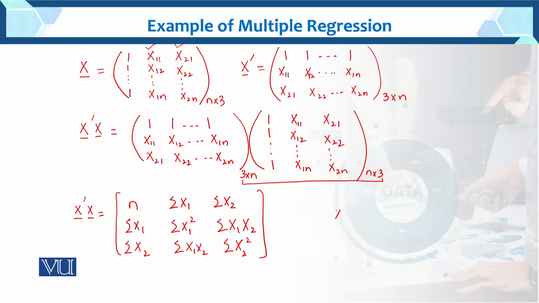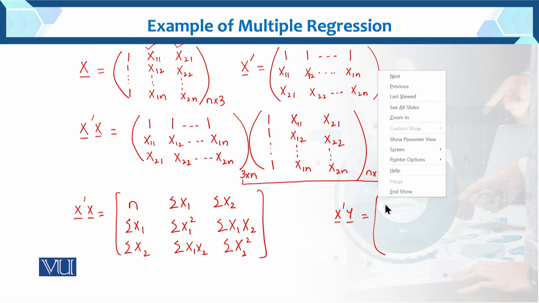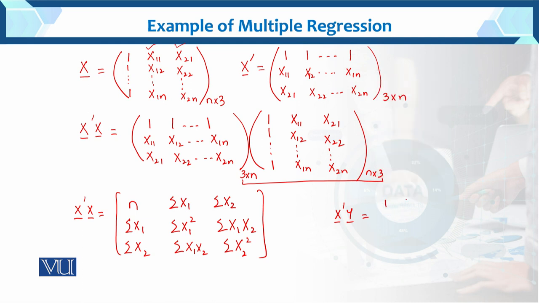Similarly, x prime y. X prime, abhi humare paas x prime humne dekha kya hai. Then y ka column aayega. Hum usse bhi multiply karenge. So x prime is the 1, 1 up to so on 1, x11, x12 up to so on, x1n, x21, x22 up to so on, x2n. So what is y? Y we have y1, y2 up to so on, yn.